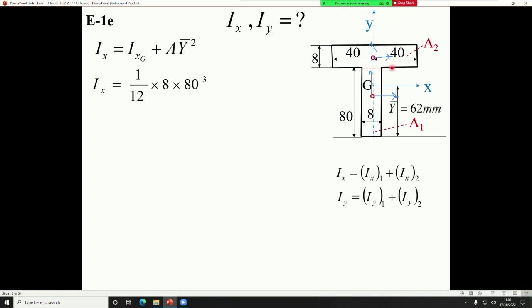And the top one as well. With respect to its own axis, it is equal to 1 over 12, b, which is 80, multiplied by 8 cubed, which I've written here. And then I need the parallel axis theorem, because this line is offset from this line by this amount. So it's 1 over 12 bh cubed, plus the area multiplied by this distance squared, which is 62 minus 40 squared, multiplied by its area. And for the top one, we've got area 80 times 8, multiplied by this perpendicular distance. This is 62, this is 84, so it is 84 minus 62 squared.